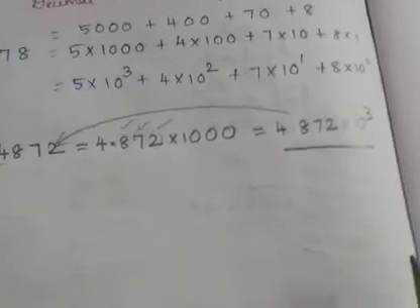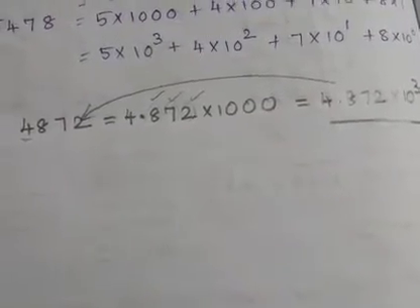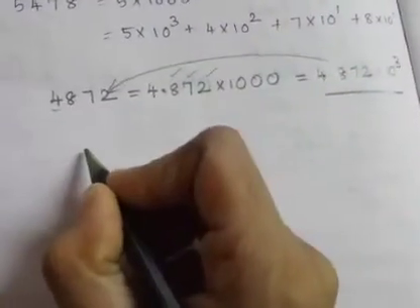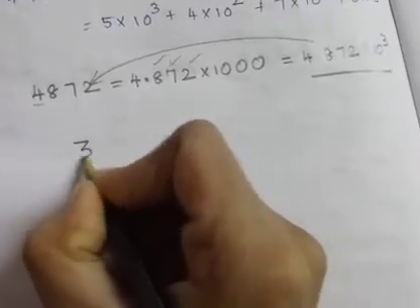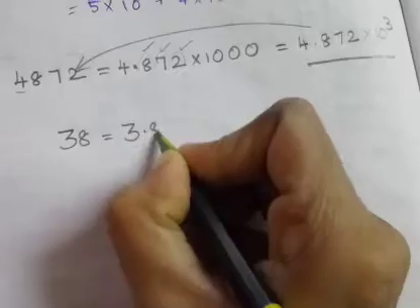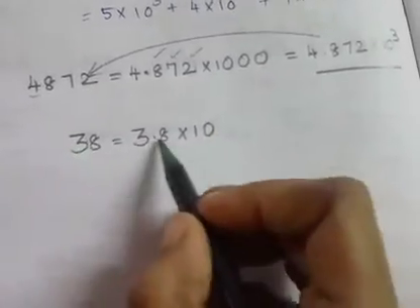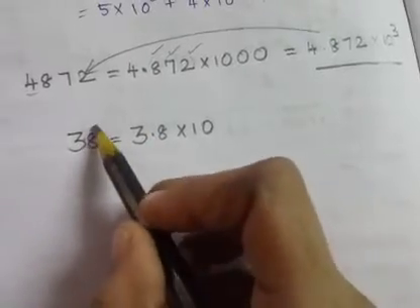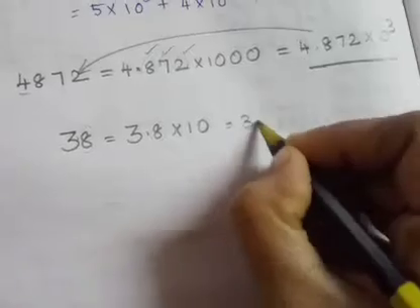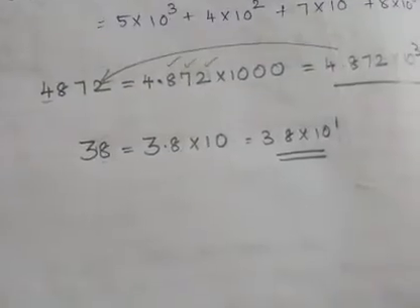Okay, so when they ask you to write the standard form, this is the only possible way to write it. Now one more simple example. 38, how will you write it in standard form? 3.8 into 10, because you have to keep a decimal point after a digit. How many digits are there after the decimal point? Only one. So 3.8 into 10 power 1 is your standard form.